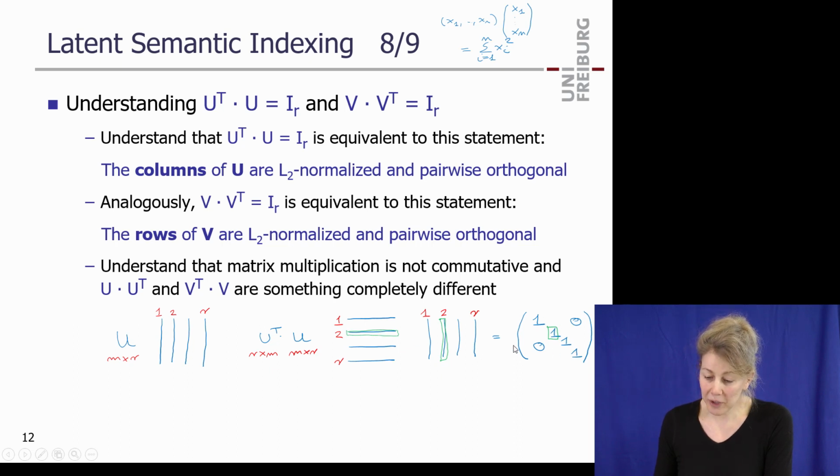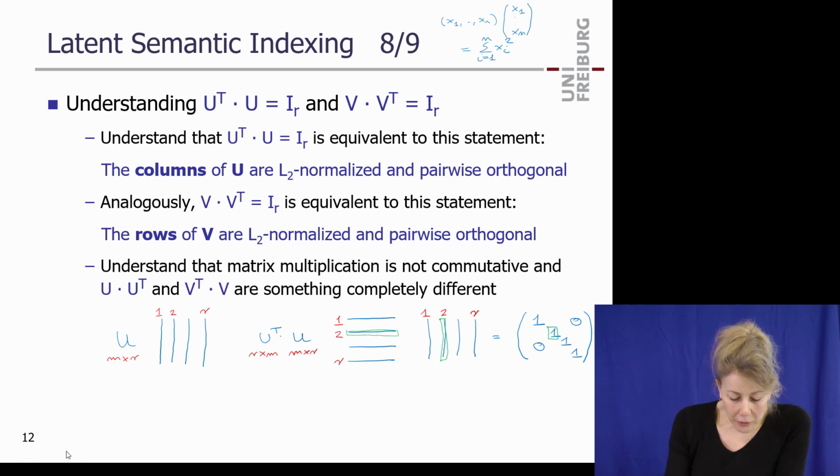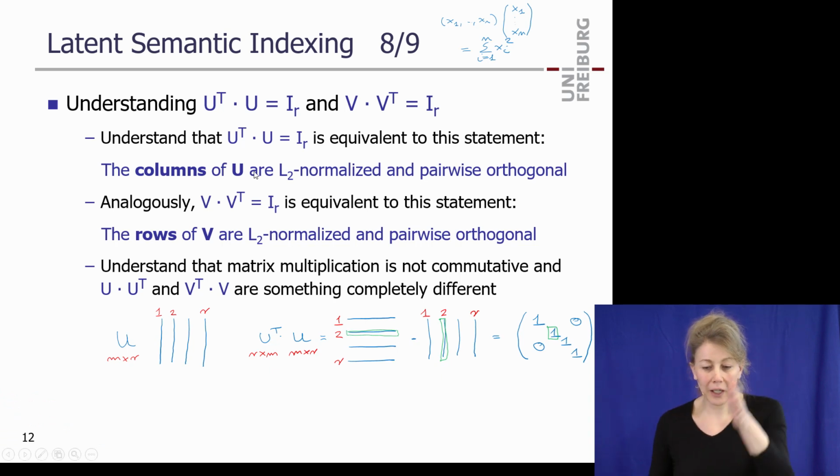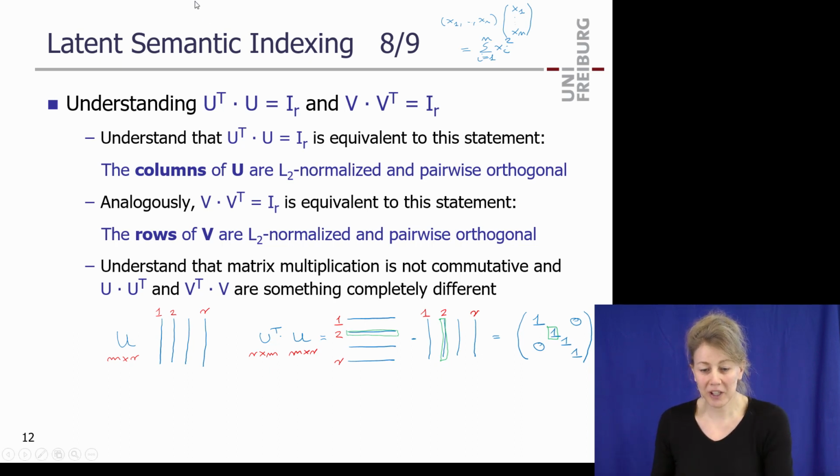So this diagonal means that all the vectors multiplied with themselves give 1, so they are all normalized. And the others mean that if I multiply 2 with 3 or 2 with 4, and these are the same vectors, just here as rows and here as columns, then it's 0, and 0 means they are orthogonal. So U transpose times U equals the identity matrix means that the columns of U are all L2 normalized and pairwise orthogonal to each other. So U is a very special matrix.